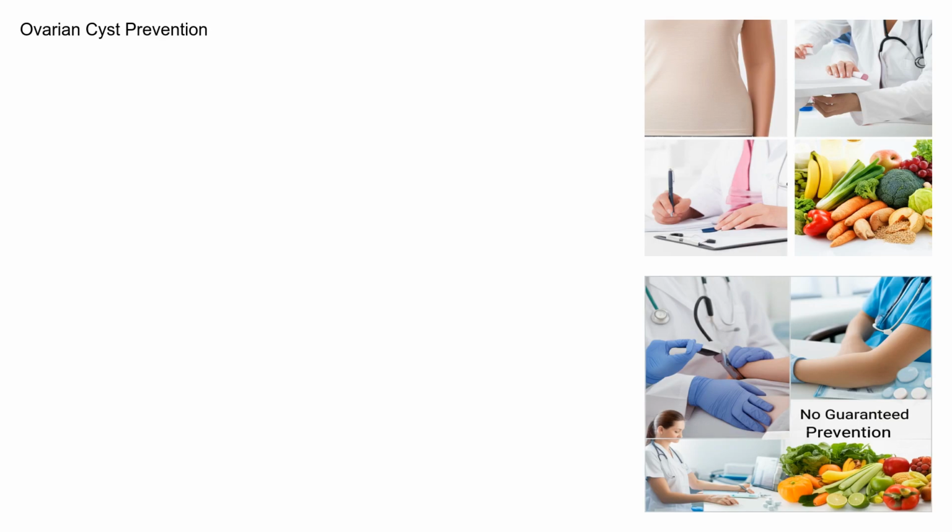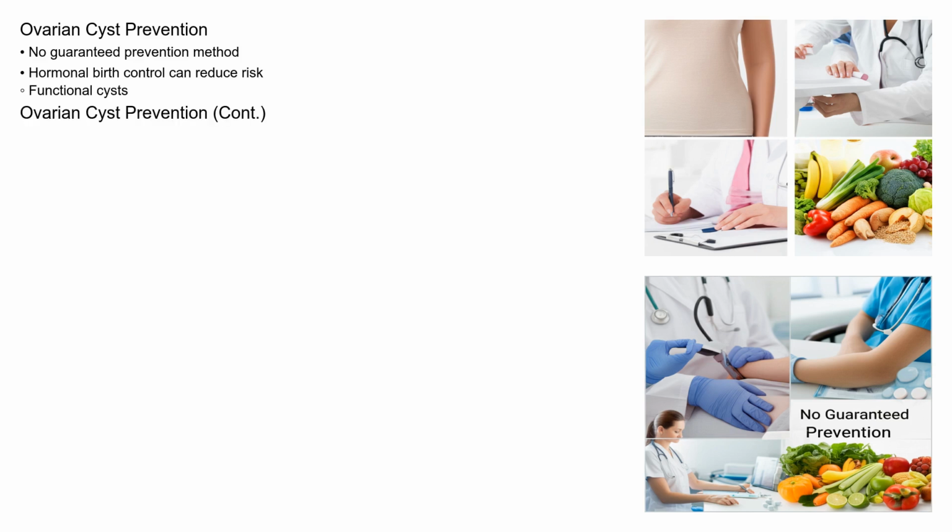Unfortunately, there is no guaranteed way to prevent all ovarian cysts. However, hormonal birth control can reduce the risk of developing functional cysts. Maintaining a healthy lifestyle, including a balanced diet and regular exercise, is always beneficial for overall health. Women with a history of ovarian cysts should have regular pelvic exams to monitor for any changes.